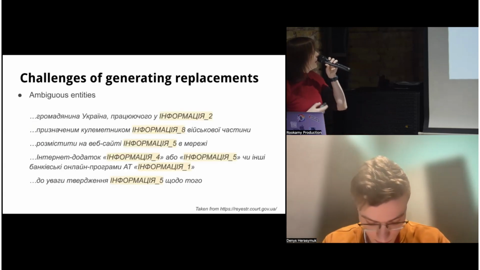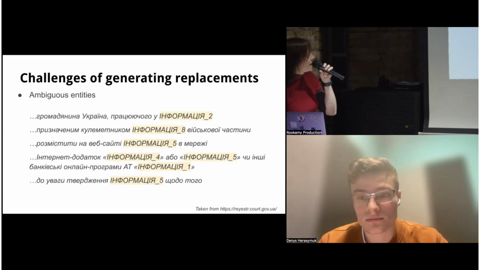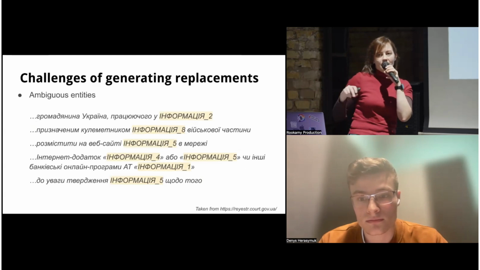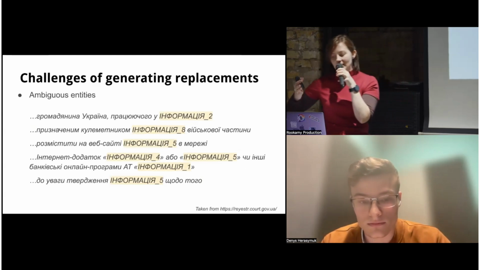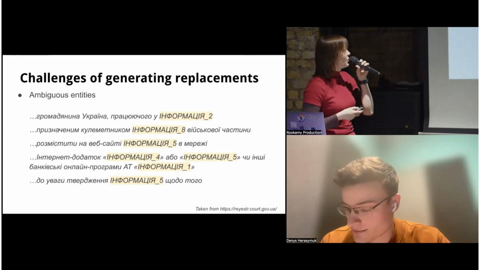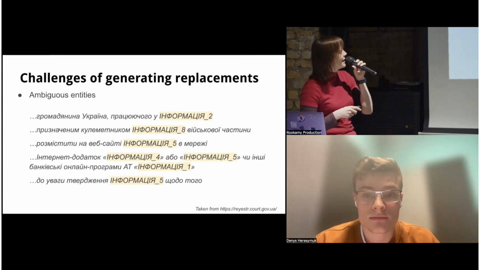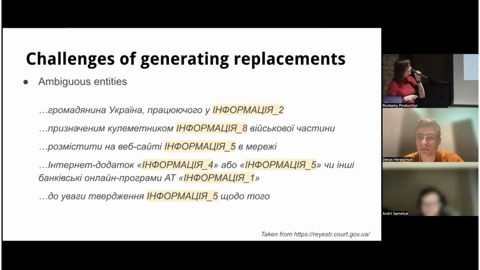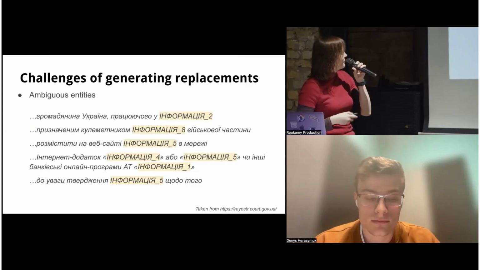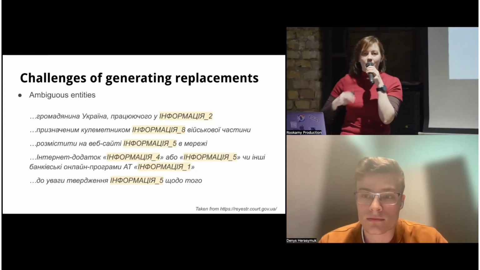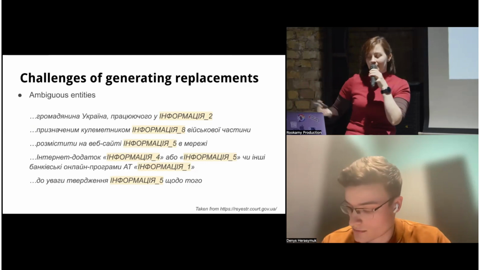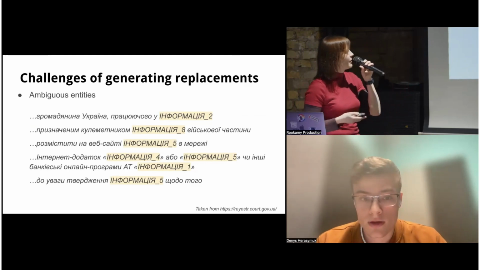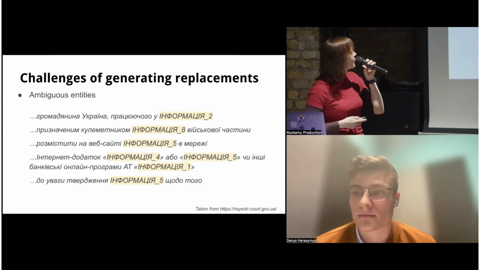Okay, moving on. Some of the entities are very ambiguous. Like in court decisions, they have this entity that is called information, and it can mean whatever you want. It can be the name of an organization, the name of a military unit, the name of a website or an app, or just something very weird. So we would have to classify them by what they can mean, in order to generate some stubs for it, some dummy entities for it.